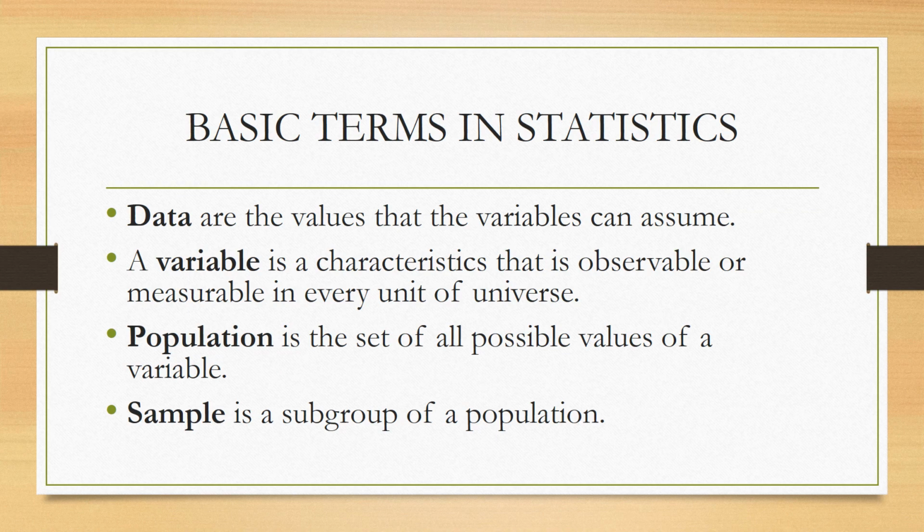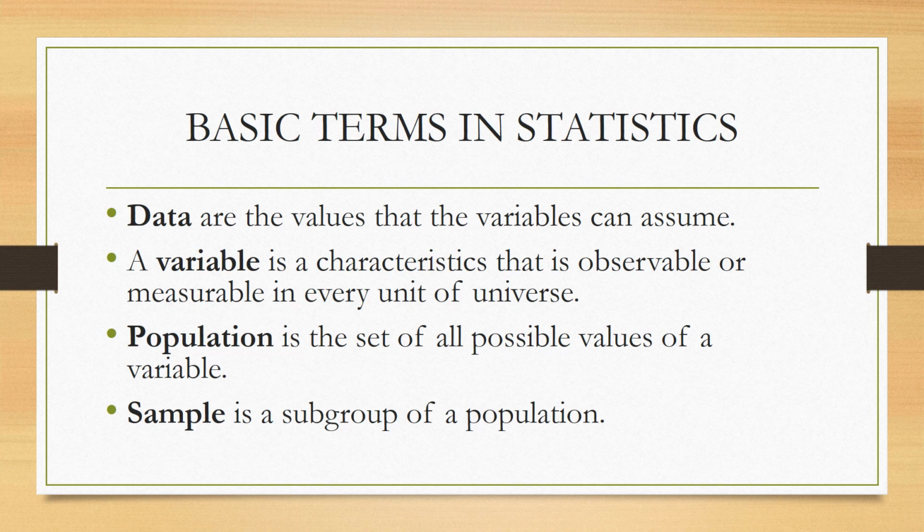What are those basic terms in statistics? So first, we have the data. Data are the values that the variable can assume. A variable is a characteristic that is observable or measurable in every unit of the universe. So when we say variable, a variable notated by capital letters such as X and Y is a characteristic of interest for each person or thing in a population. Variables may be numerical or categorical. Numerical variables take on values with equal units such as weight in pounds and time in hours.